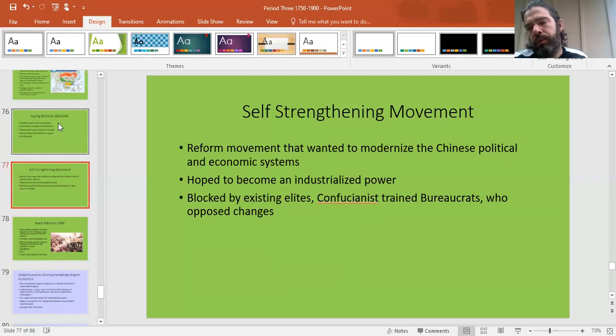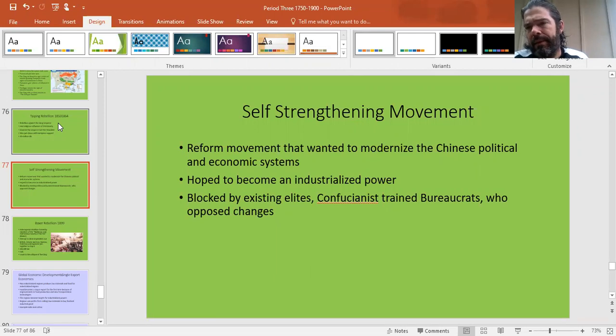However, this reformist movement is going to be blocked. It's going to be blocked by the Confucian scholar bureaucracy and the emperors themselves. The people who are in power don't want changes to the system because they see it as a threat to their power. And this movement never really gets going. Yeah, there's a factory or two that's built. Yeah, there's a railroad or two that gets built, but not on the scale that it needs to happen.